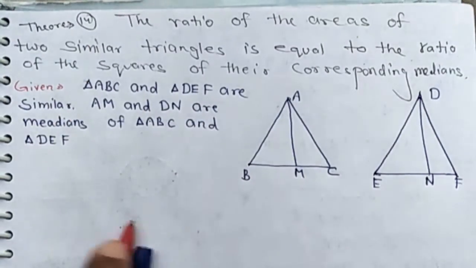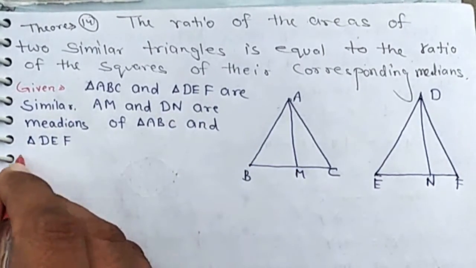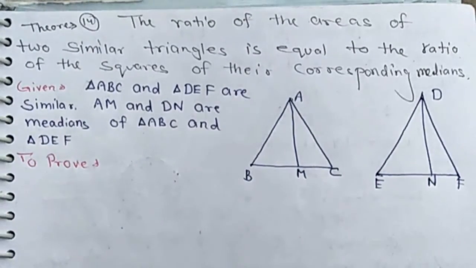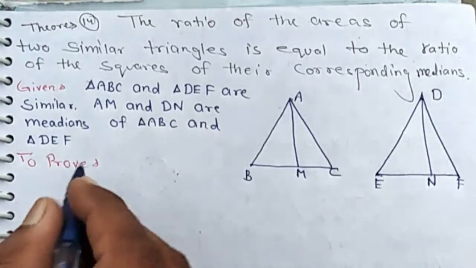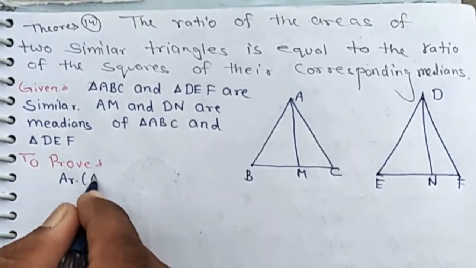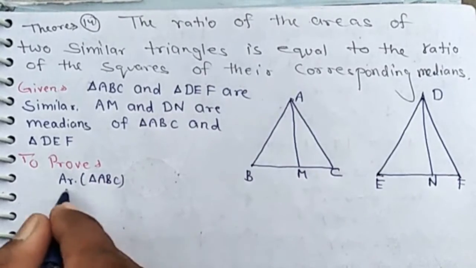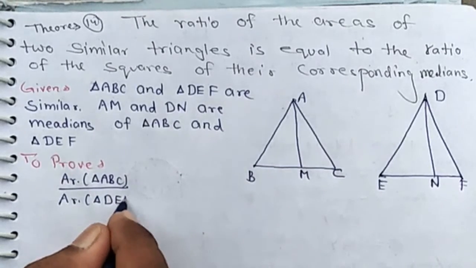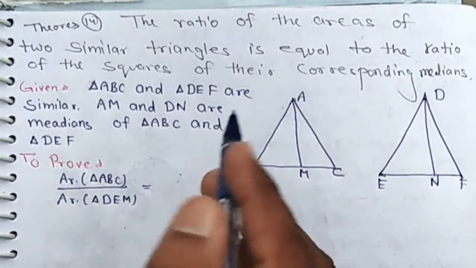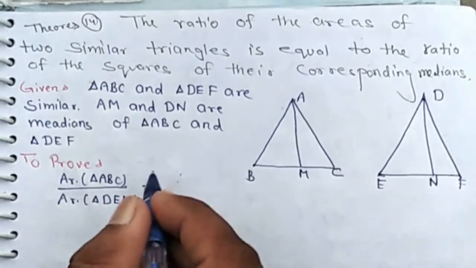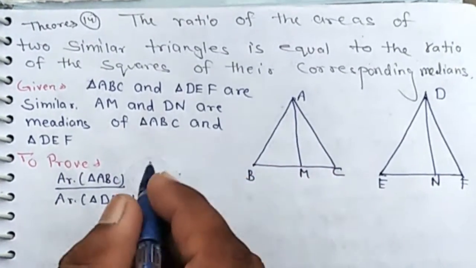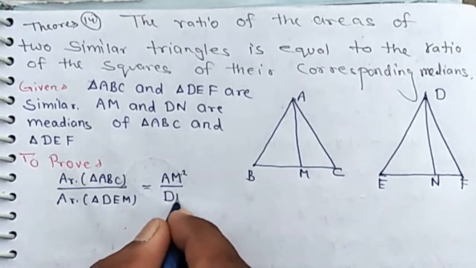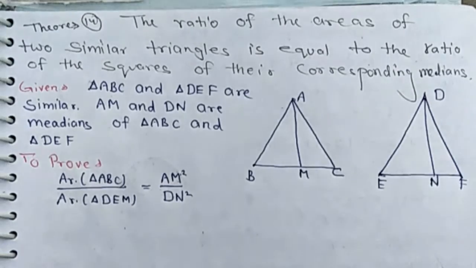Now we have to prove that the ratio of the area of triangle ABC and area of triangle DEF is equal to the ratio of the square of their corresponding medians, AM square by DN square. We have to prove this.